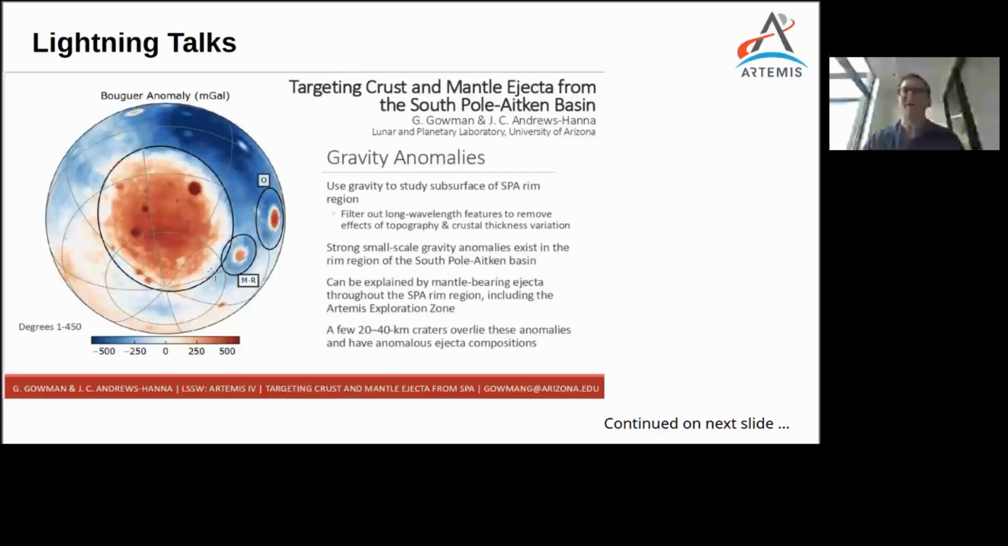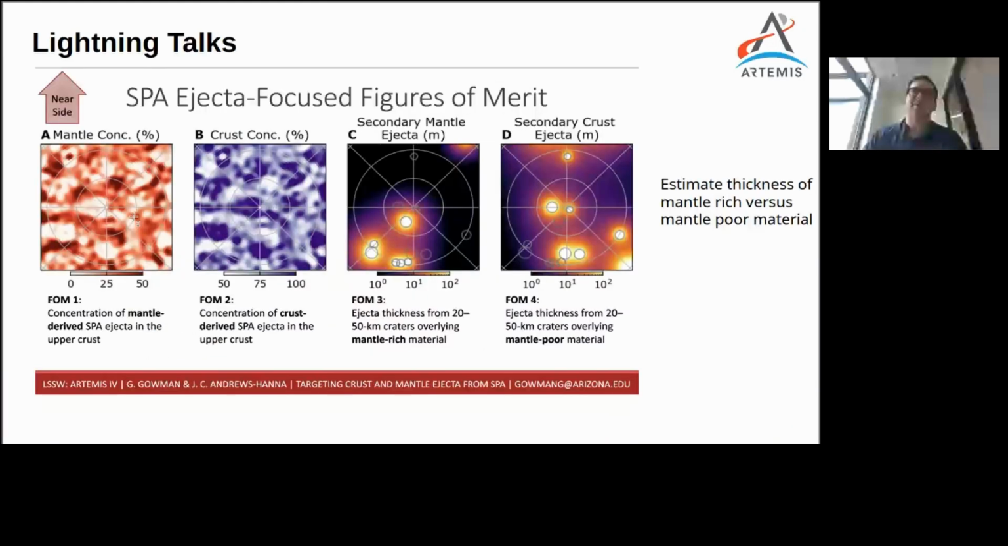Basically you can look at these maps of potential percent of mantle concentration in different regions where you have these gravity anomalies that might highlight regions where you have higher density material in the subsurface. And then there's also craters that have excavated material from these regions.